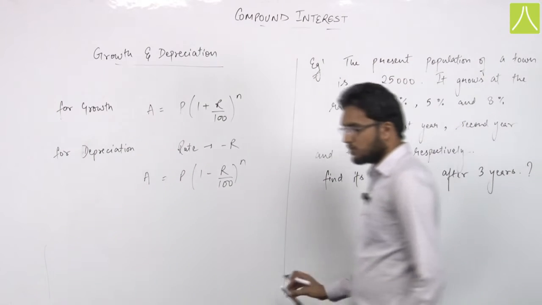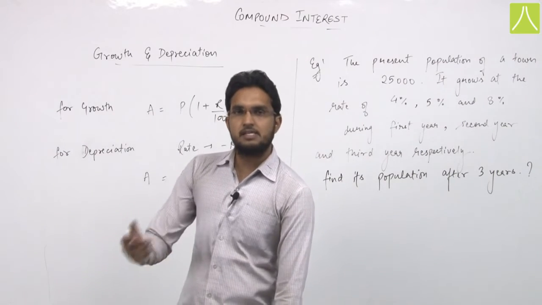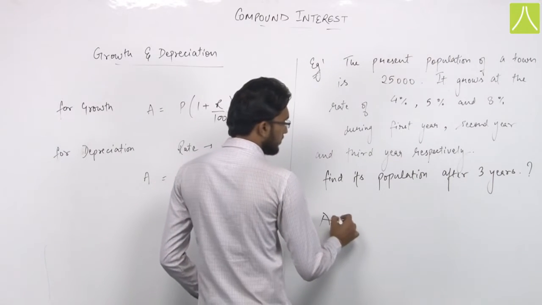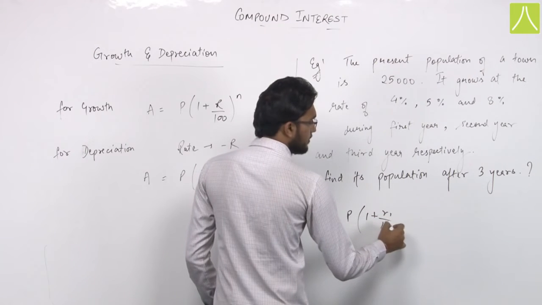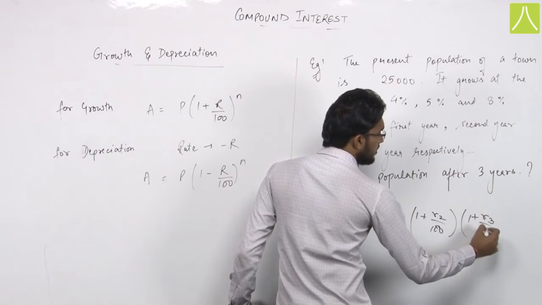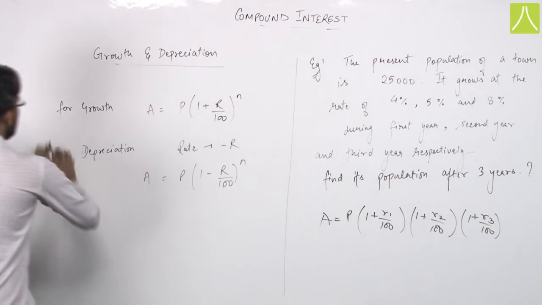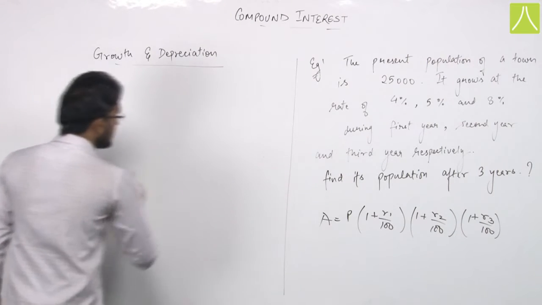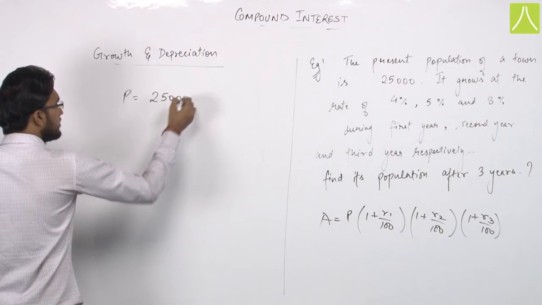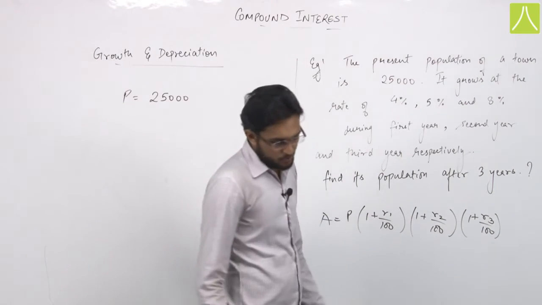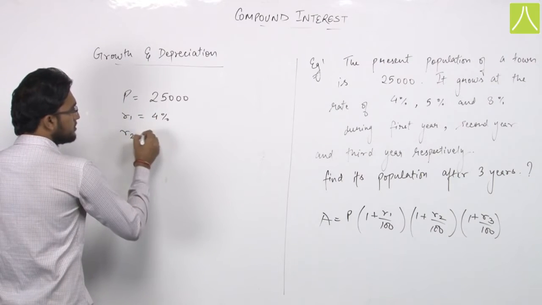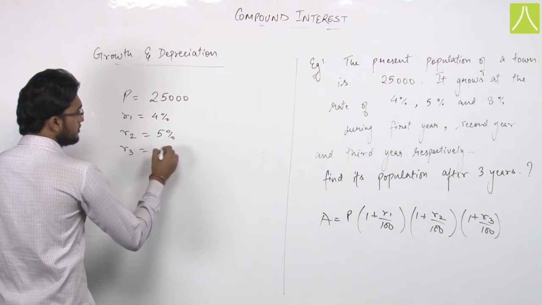In this type of question, we have studied before that when different rates are given for different years, the formula is: amount equals principal times 1 plus r1 upon 100 for the first year, into 1 plus r2 upon 100 for the second year, into 1 plus r3 upon 100 for the third year, and so on if there are more years. Now, substituting the values, the principal, that is the total population given, is 25,000, and for the 3 years r1 equals 4%, r2 equals 5% and r3 equals 8%.